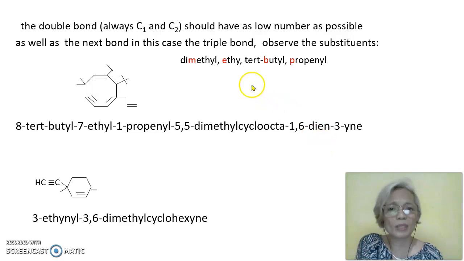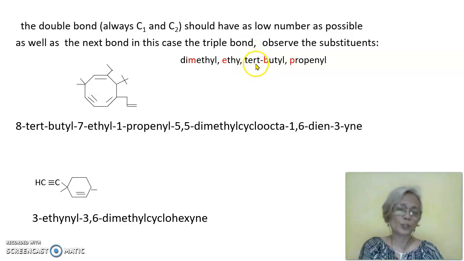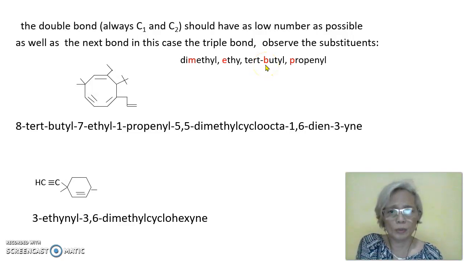And then we alphabetize the substituents. So we have dimethyl, ethyl, tertiary butyl, and propenyl. I used red ink to show the first letters which should be considered. Obviously, we start with butyl. We do not consider the prefix tert in alphabetizing. So tertiary butyl should appear first, and then ethyl, dimethyl, and then propenyl.